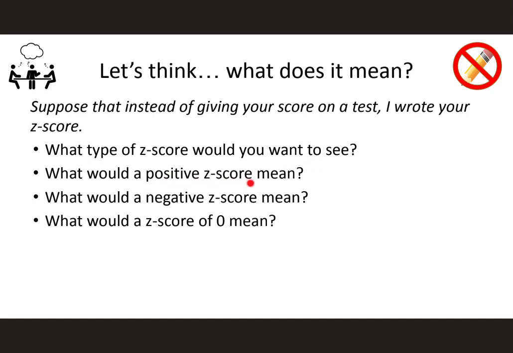A positive Z-score would mean that we were above average, a negative Z-score would mean that we were below average, and a Z-score of 0 would mean that we were equal to the average. Since the Z-score formula, to remind you, is x minus the mean over the standard deviation, we know that if this were to equal 0, the numerator would have to equal 0, which means that your data point and your mean would be equal.